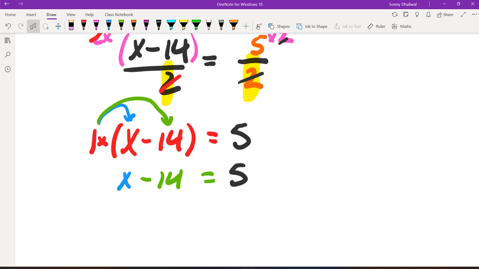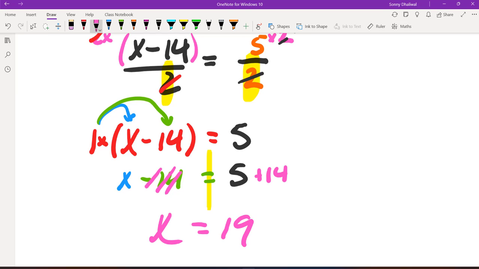So on the side of the variable, we only got one number sitting there. How do we move it over? Do we add, subtract, multiply, or divide? Add, right? We add it to the other side. It becomes the opposite. So it's minus 14 here, plus 14 there. So x equals 5 plus 14, which is just a 19.